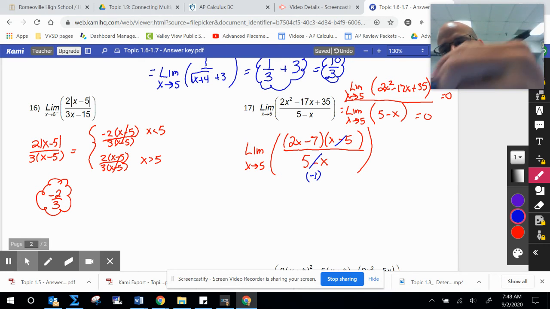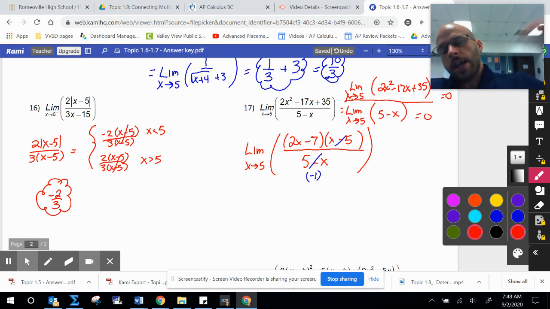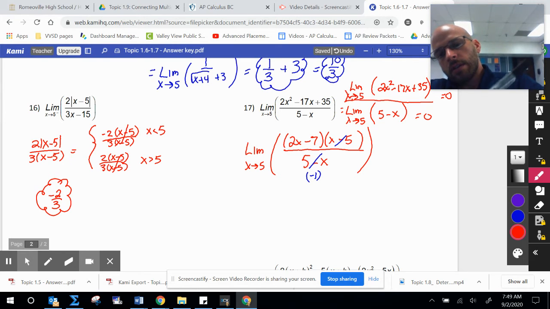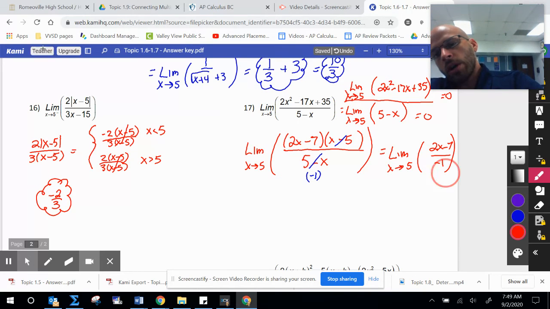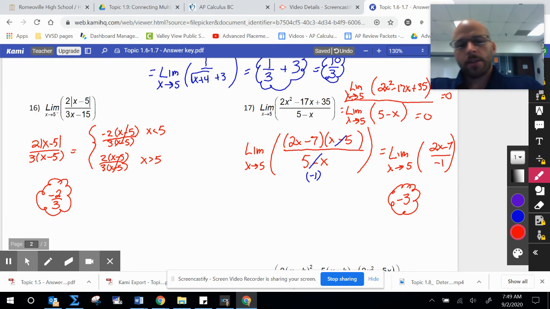So what happens here is I now have the limit as x approaches 5 of 2x minus 7 over a negative 1. And if you plug 5 into that, I get 10 minus 7 is 3. 3 over negative 1 is a negative 3 for my answer.